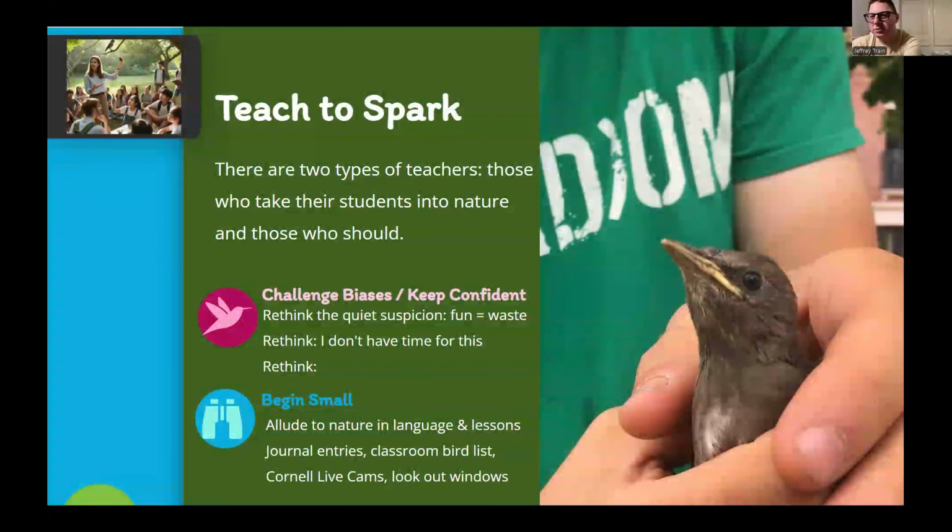And I think that's a natural bias that a lot of us have. And so I definitely wanted to talk about it a little bit. And I think every time you step outside, you're kind of challenging that assumption.